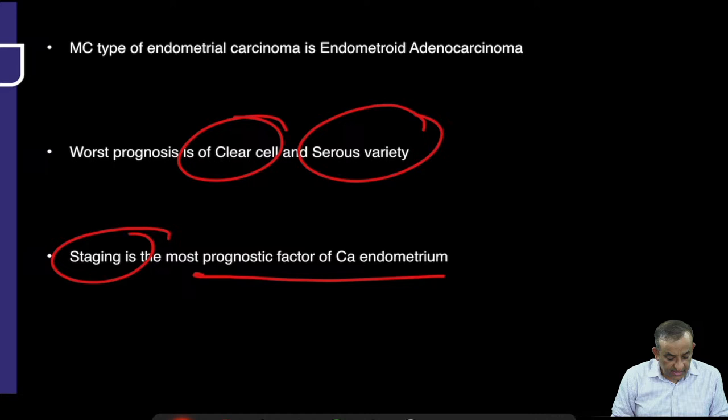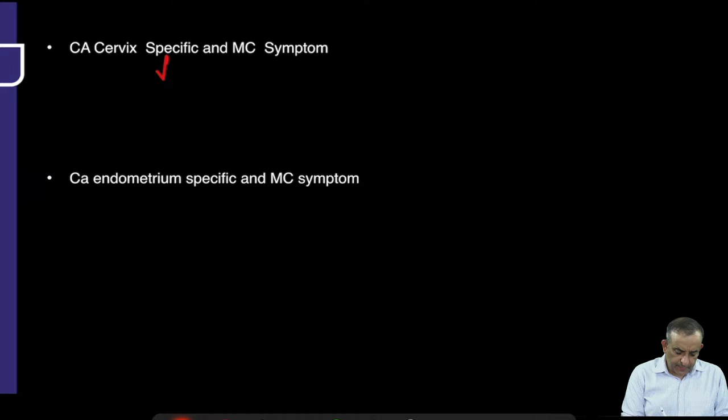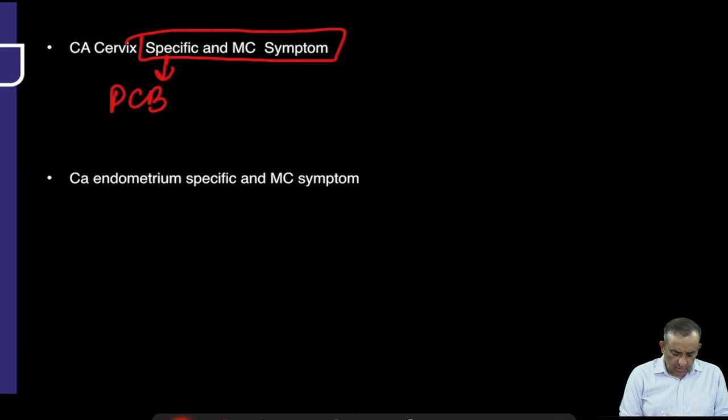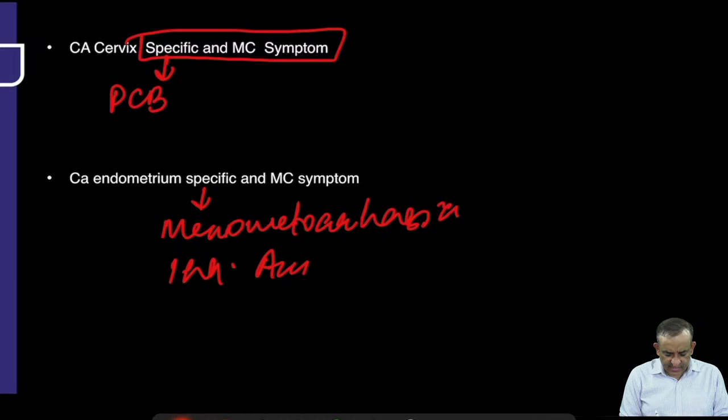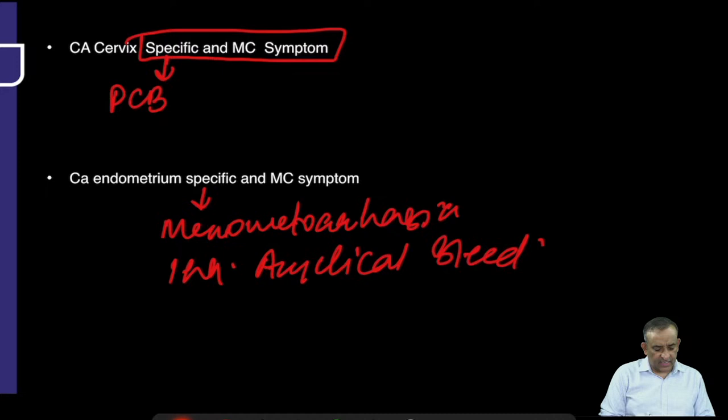CA cervix, specific and most common symptom. Specific symptom is post-coital bleeding. Okay. And that is also the most common symptom. So specific and most common symptom is post-coital bleeding. Now, CA endometrium, specific and most common symptom is menometrorrhagia, which I told you is irregular acyclical bleeding. So, CA cervix, it is post-coital bleeding, and CA endometrium, it is menometrorrhagia, which is also known as irregular acyclical bleeding.